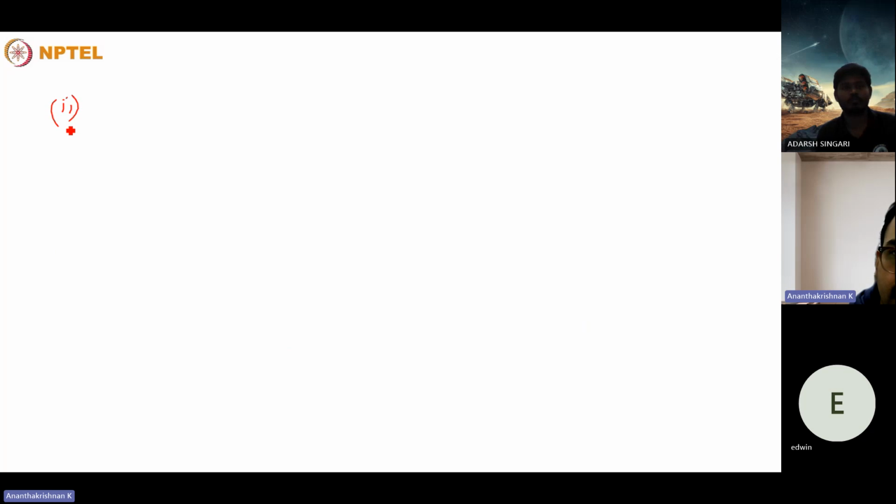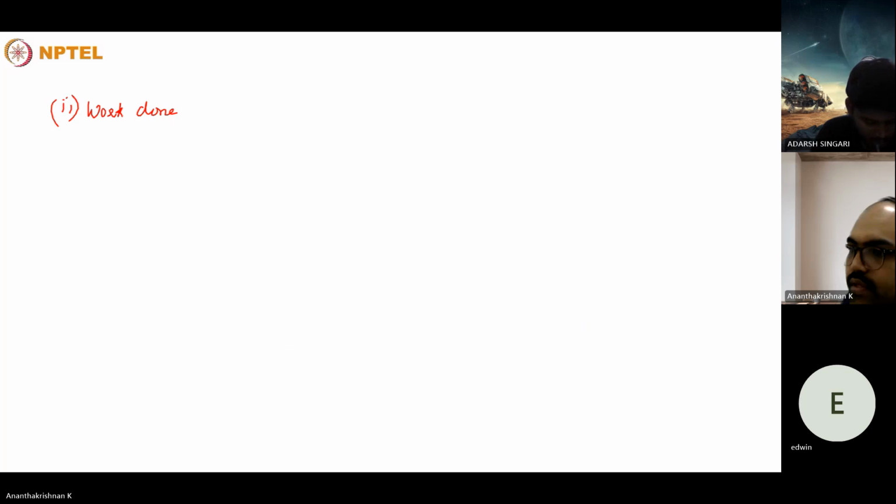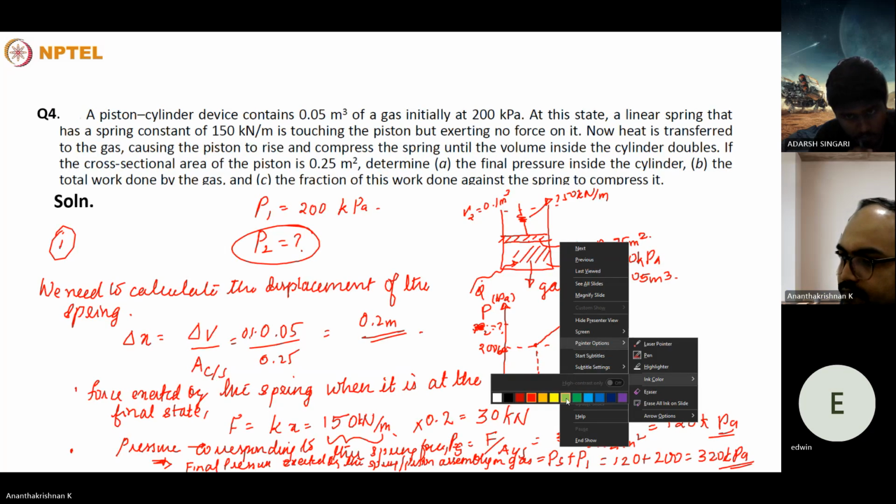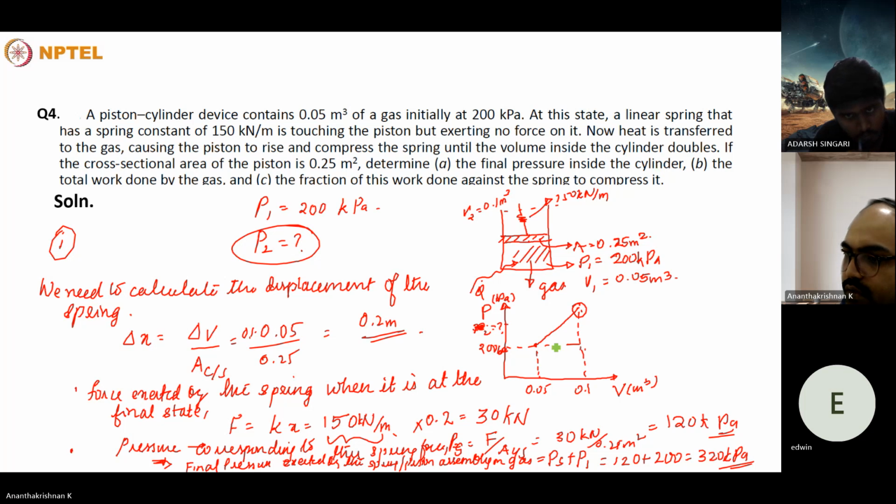So yeah, work done. We can denote it by a different color. So basically, this will be the area under this trapezoid denoted by the green color. This will be the total work done by the gas.